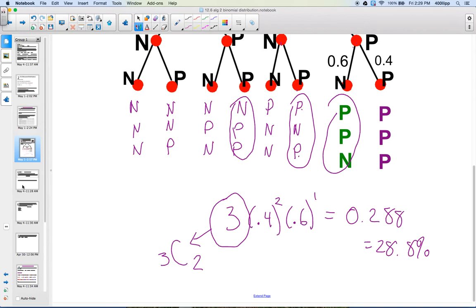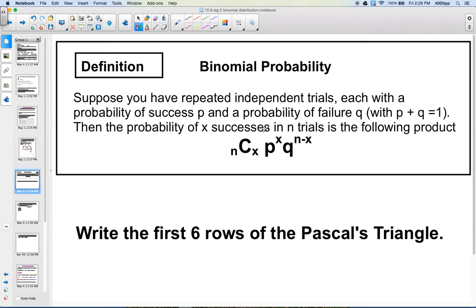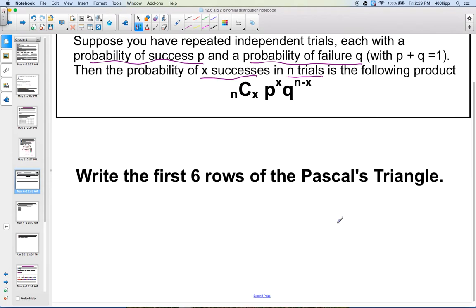Okay, so here's actually the formula that we're going to write down. The probability of success is P, right here is P. The probability of failure is Q, right here is Q, where P and Q, when you add them up as decimals, you'll get a 1, or if you add them up as percentages, you'll get 100%. Okay, N will be the number of trials, and X will be the number of successes. So this is a formula we're going to be using.